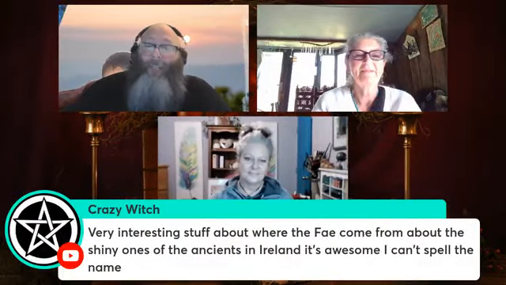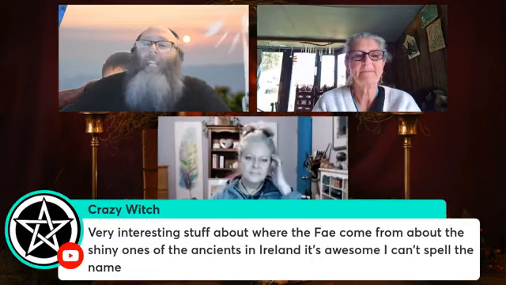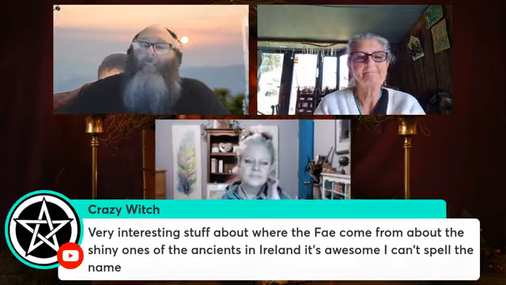Crazy Witch, what are you doing? Very interesting stuff about where the Fae comes from, the shiny ones, ancient Ireland, awesome. I can't spell the name of the fairies, but yes, I do believe in fairies. There's a difference between orbs and fairies. I think that what Kat had just a minute ago was a fairy. It looked like it had wings and legs. We had to go back and stop that video and look at it. Very interesting. Yes, it definitely wanted to make itself known, didn't it?